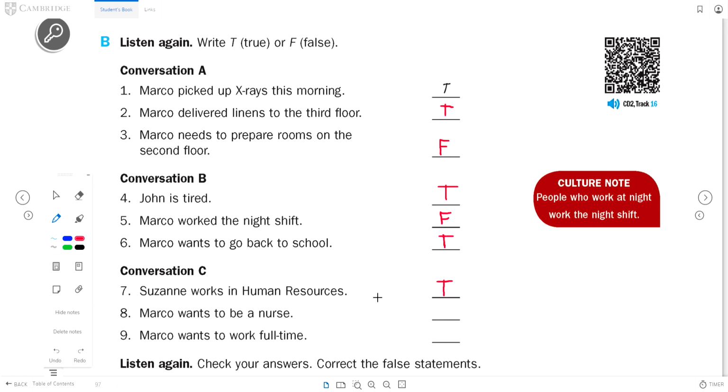Number 8. Marco wants to be a nurse. That's true. That's why he wants to go back to school, remember? And number 9. Marco wants to work full time. True or false? That one is false, right? He wants to work part-time because he wants to go back to school. Okay? So if you have any questions, just let me know.